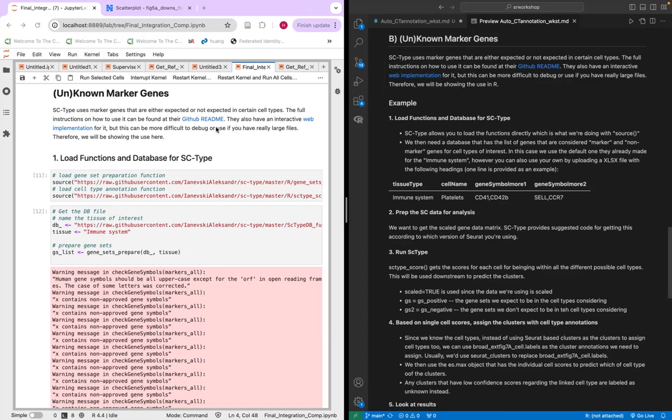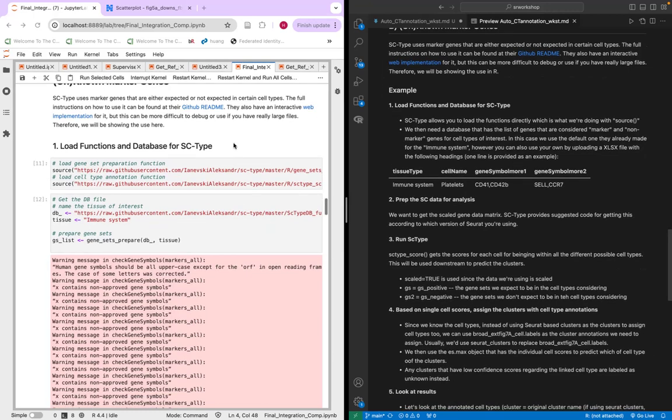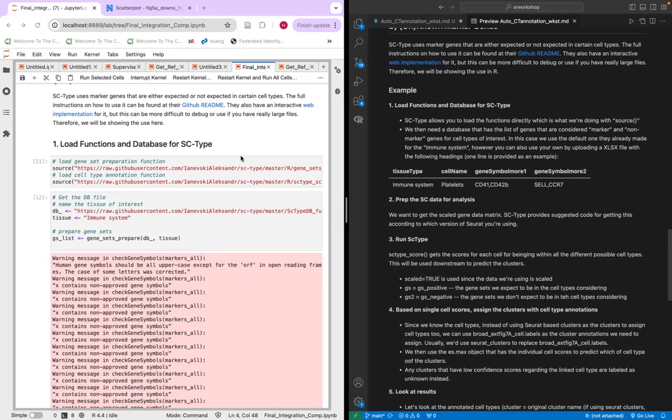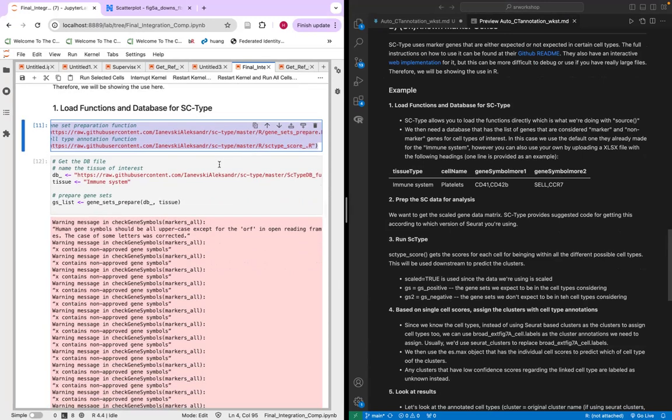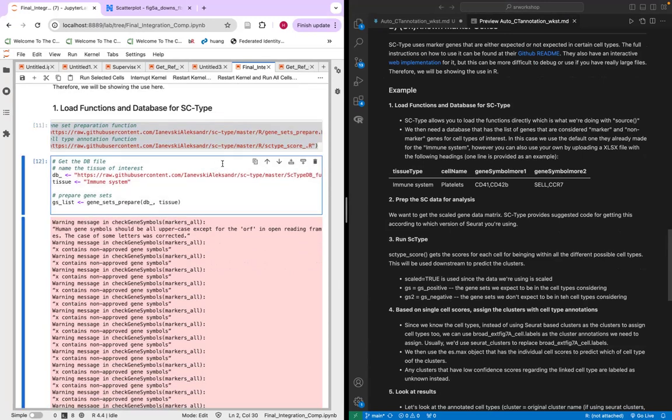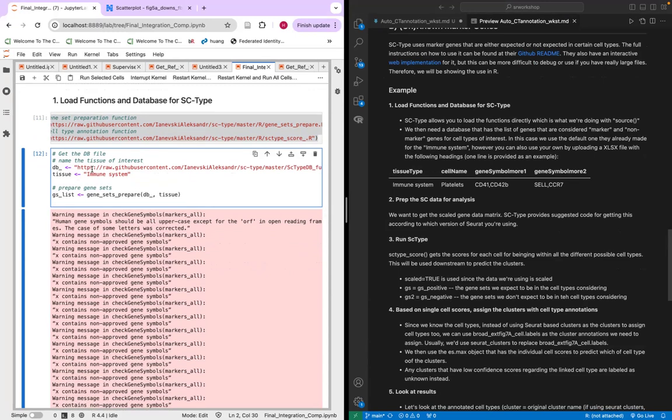In this case, we can either use a database that's already been developed or a database that we create of cell types and the genes that should go with them. SC-type is a relatively newer tool that does all this work for you, and it's great. You can learn more about it, but in this case, we're just going to use one version of it. As you can see, it allows you to automatically load the functions that you need. The next step is to bring in that database file.